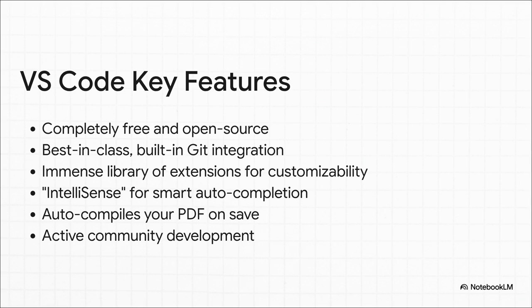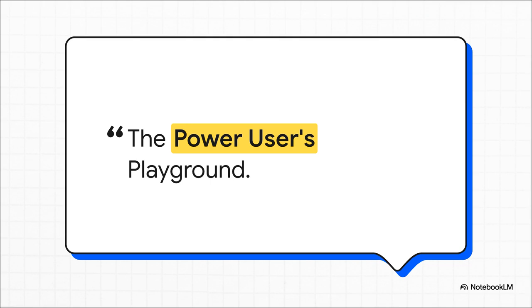The way it handles Git for version control is just the best in the business, which is so important for tracking changes to your CV over months or years. You can customize literally every single thing about your setup with tons of other extensions. And yeah, the whole thing is completely free. Look, this setup is for the tech-savvy user who wants their CV writing to be part of a bigger, more integrated system. This is the ultimate power user's playground. The flexibility is pretty much limitless.